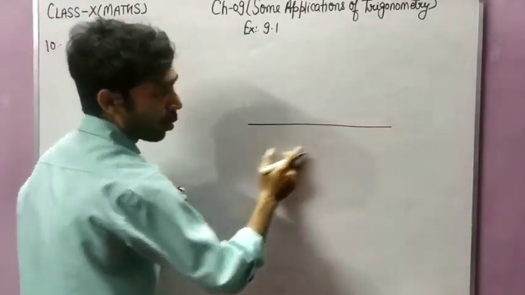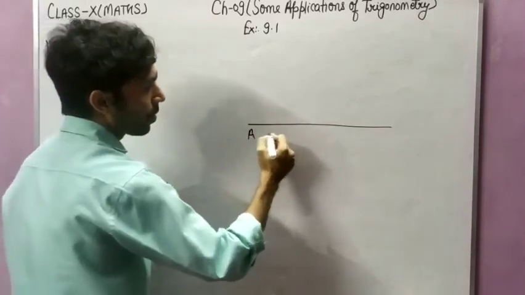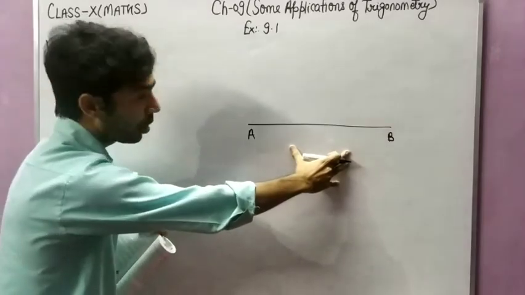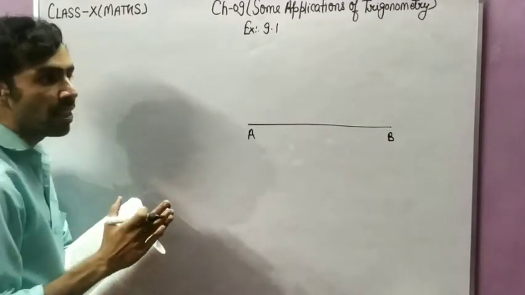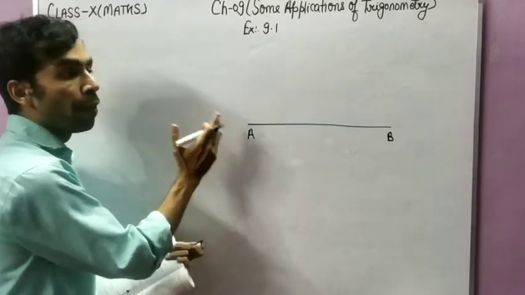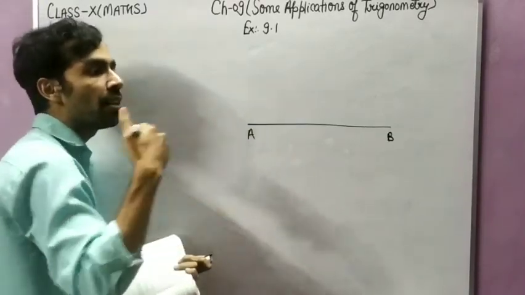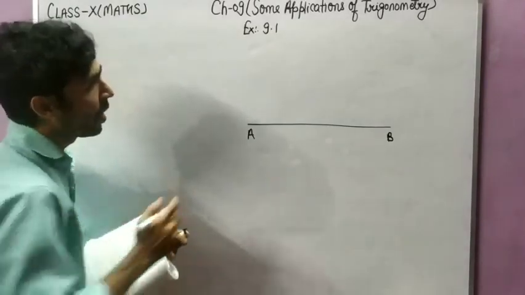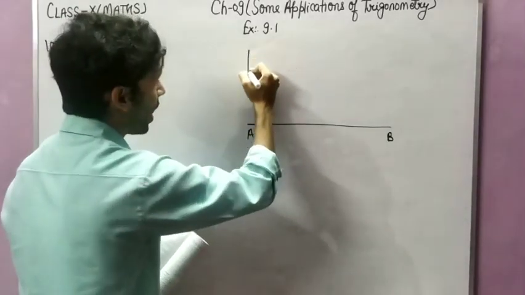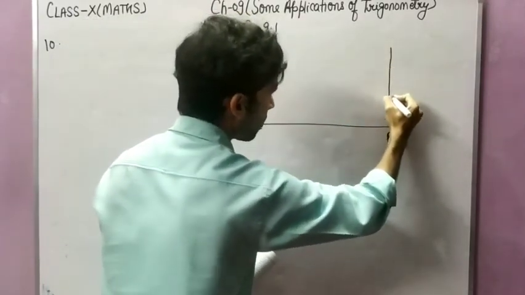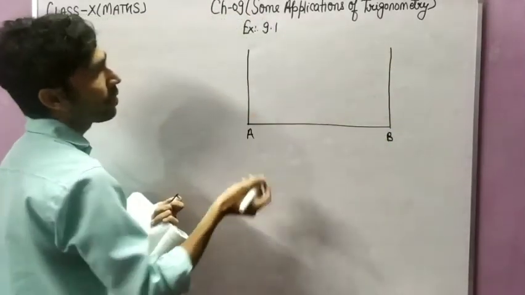Suppose this is a road, and it is the breadth of the road, and two poles are standing on either side. If one is lying on the right side, then the other one will lie on the left side. So there are two poles of equal heights. Suppose one pole will be like this and the second pole will also be like this. Both are of the same height.